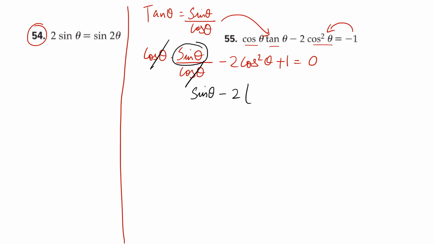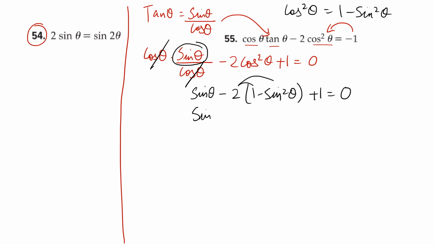So what is cos square? Again, I'm now using Pythagorean, 1 minus sine square. So I replace and I convert everything into sine. So let's do that. Open the brackets, multiply. So this is sine theta minus 2 plus 2 sine square theta plus 1 equal to 0.